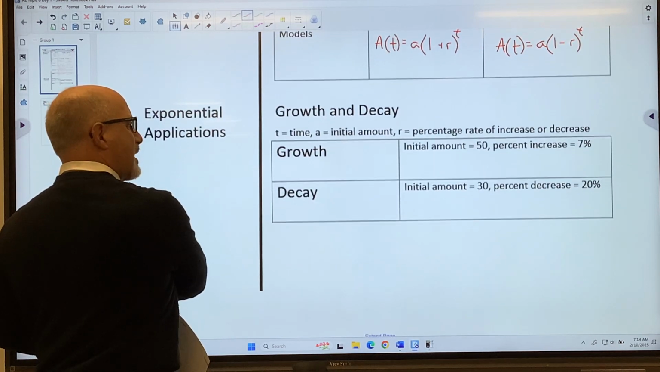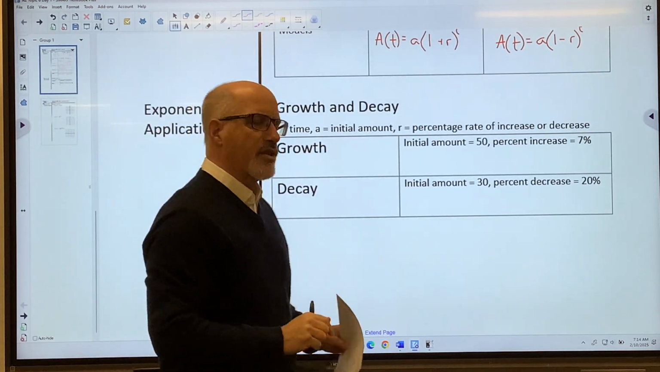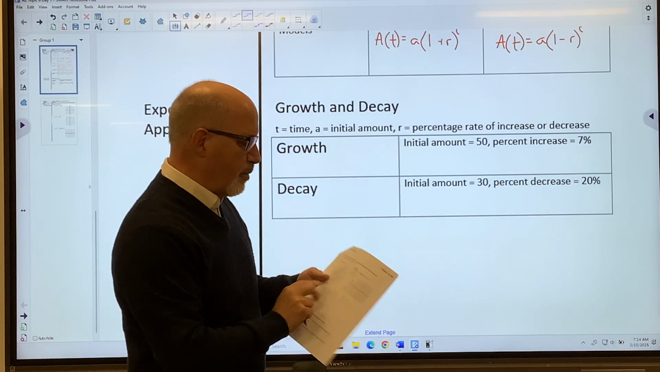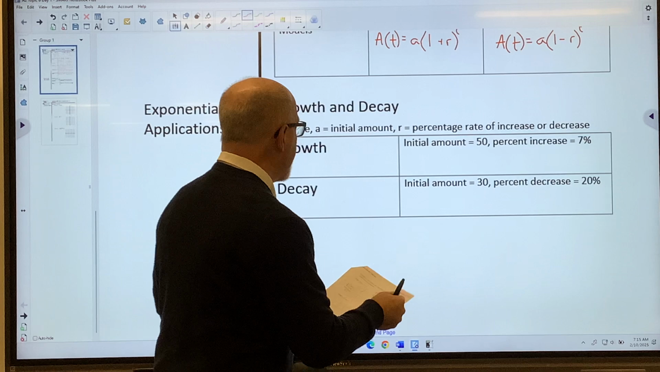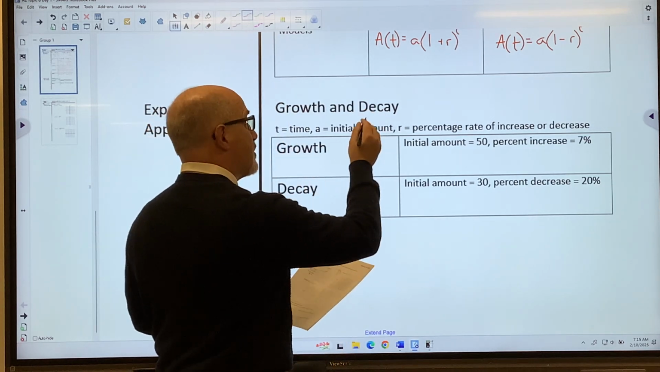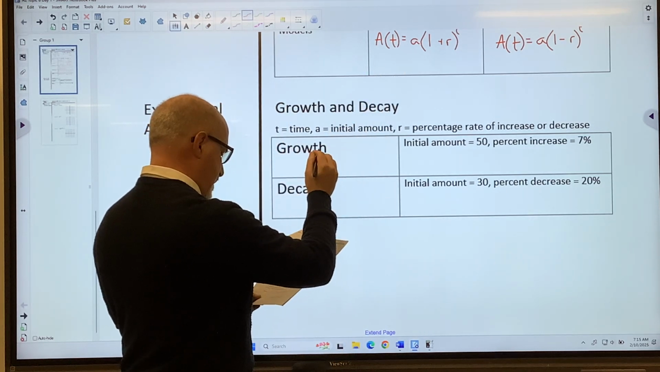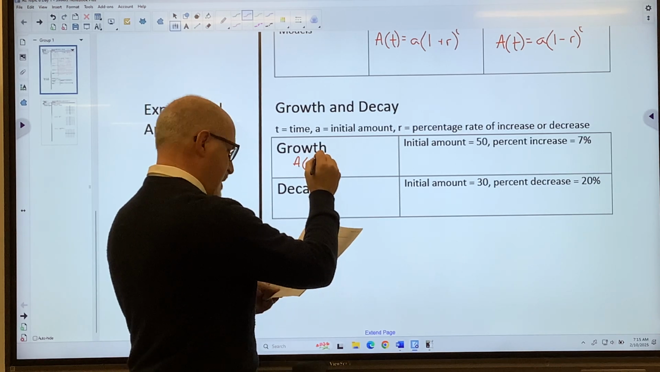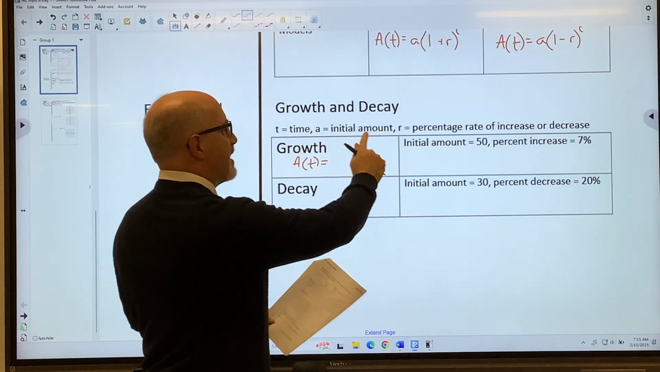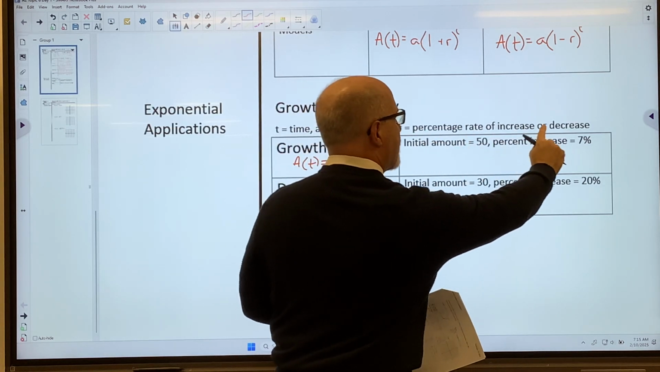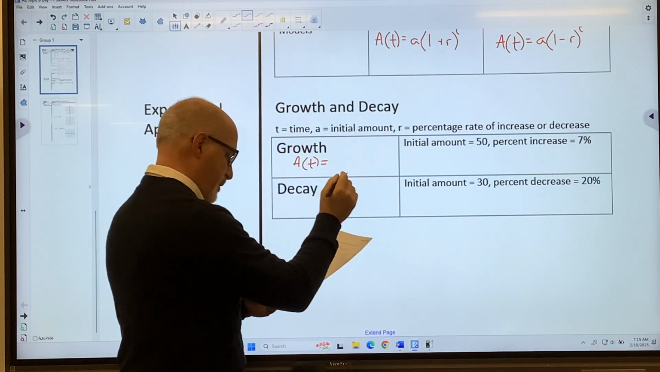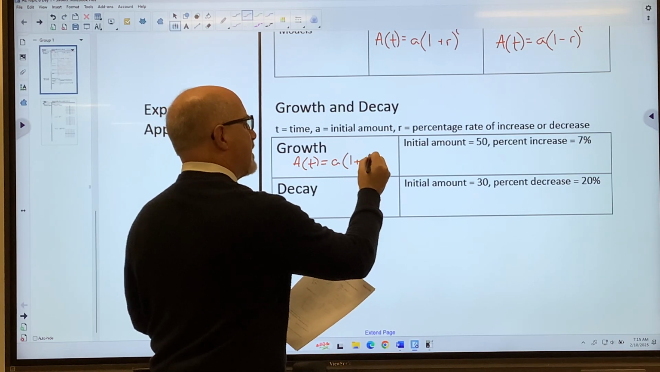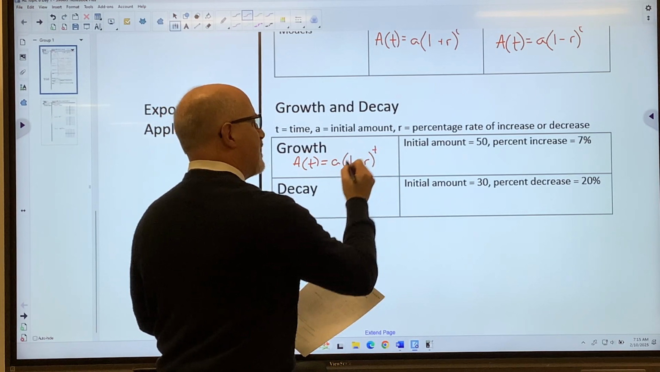So here's an application idea, just so that we get a feel for what this looks like. When we do the application here, the general formula for growth, as we just said, I'm going to list it here as A of t, t being time. So we've got t is time, a is the initial amount, r is the percentage rate of increase or decrease. So it's going to be a times 1 plus the rate of increase to the t power.